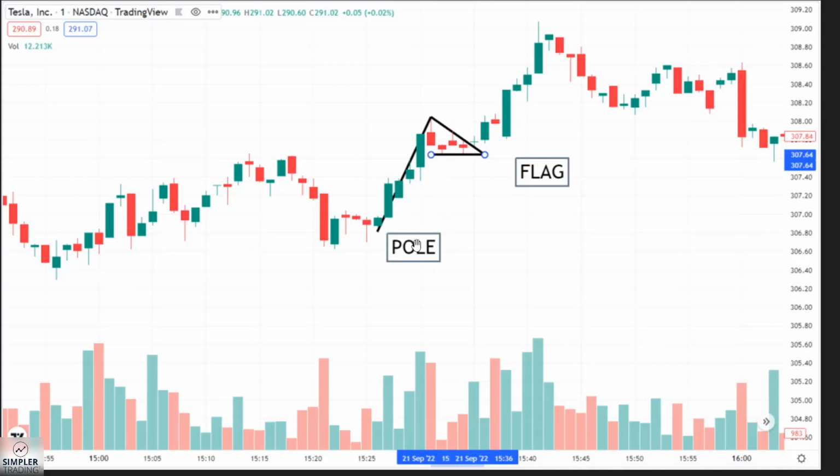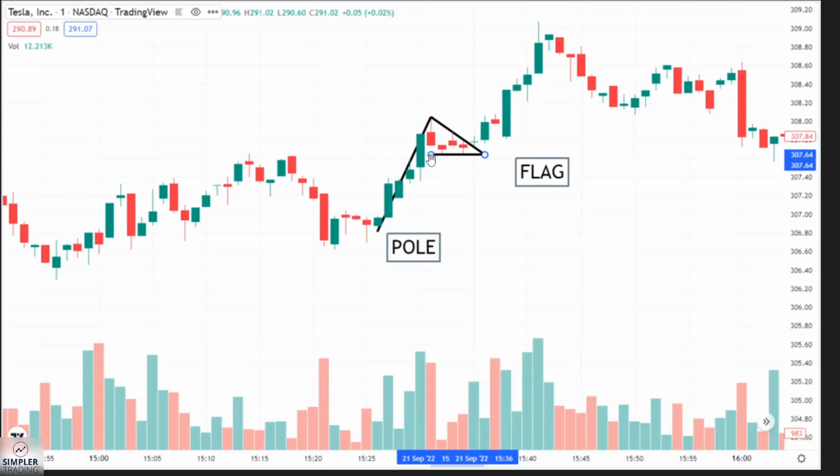You can see this picture right here. There are two parts to it. You have the initial impulse move, the directional move, or in this case the pole, and then you have this consolidation cluster, in this case the flag. You can notice that we have a flat base, and it does form a nice looking flag.